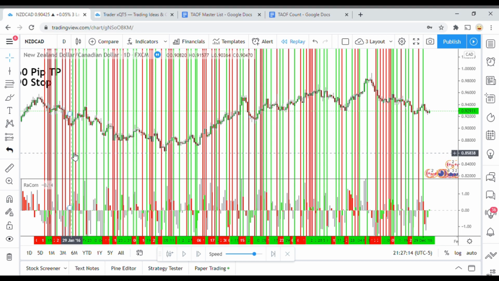Okay, so we have 105 signals altogether. Let's see how many winning trades we have. 1, 2, 3, and so on up to 50, and 51. So that did not get us to the 60% criteria.